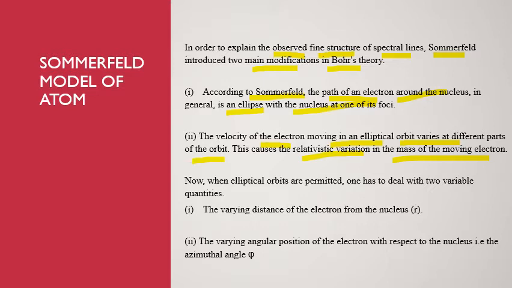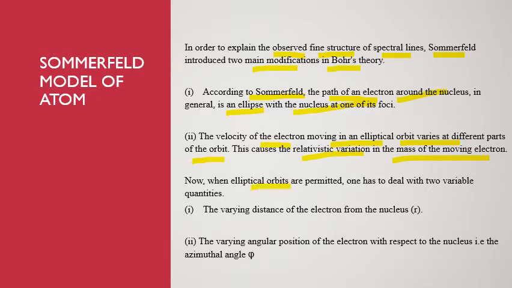So, in three dimensions, the electron is moving around the nucleus and the path can be elliptical or circular. In the Bohr model, it is explained that the electron is moving in a circular path. But Sommerfeld gave the modification that the path should be elliptical also around the nucleus, which gives the relativistic variation in the mass of the moving electron.